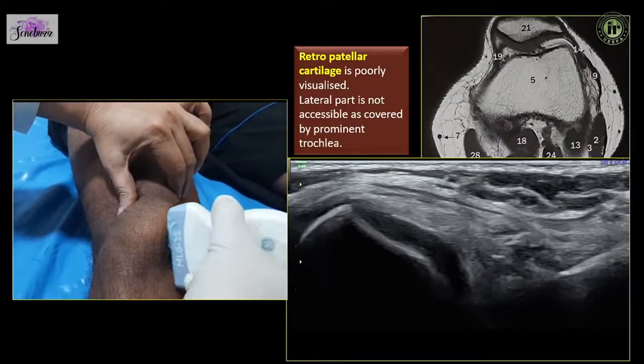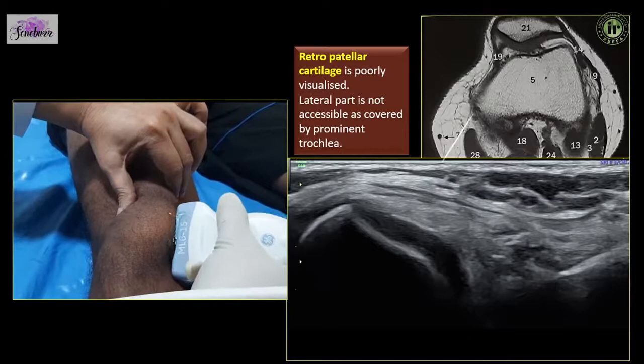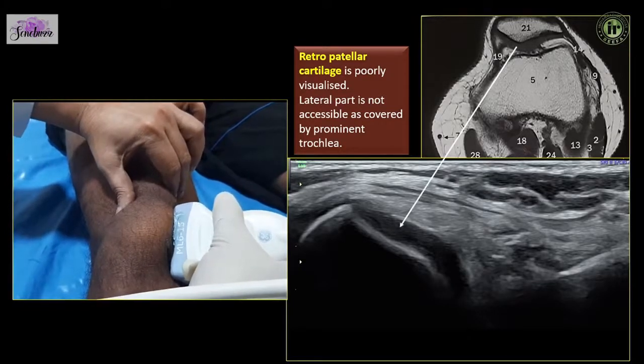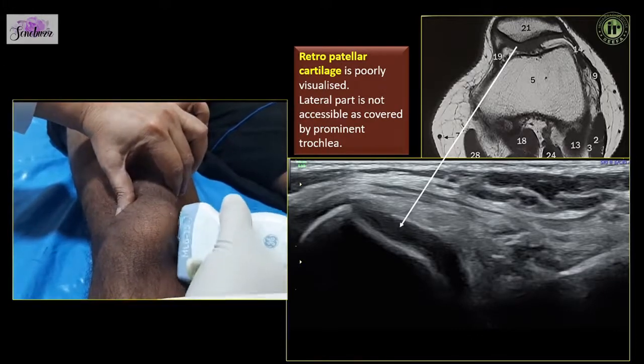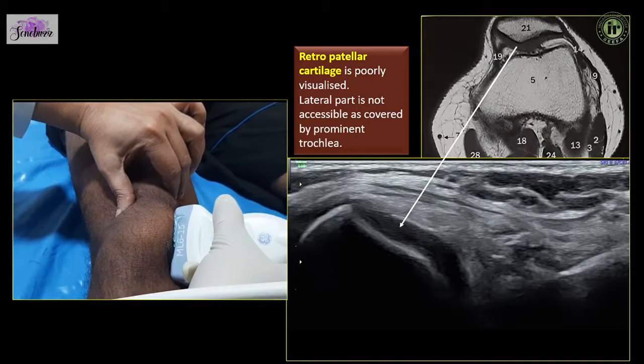Keeping the knee extended, we can push the patella from its superior aspect inferomedially, and you can scan there to see part of the retropatellar cartilage on the medial side. But remember, the lateral part is not accessible as it is covered by the prominent trochlea.